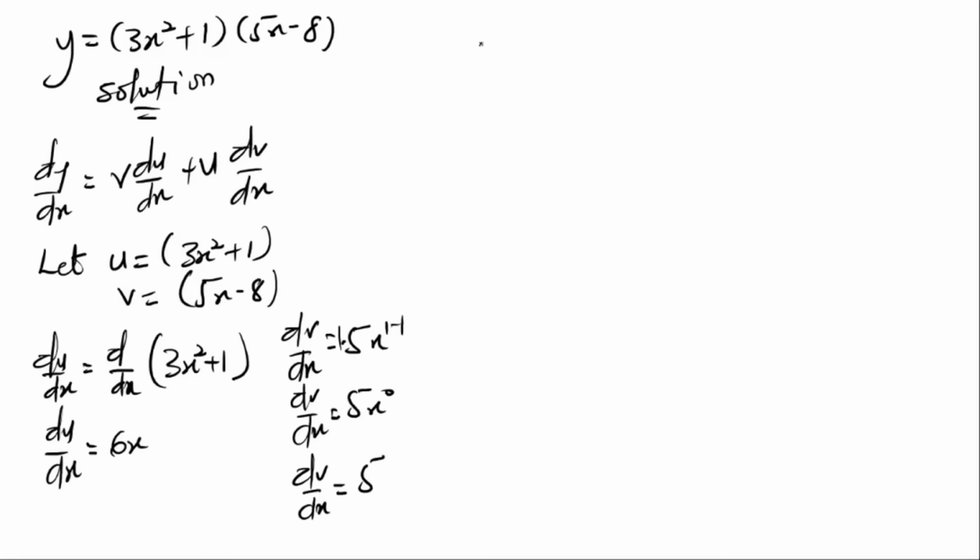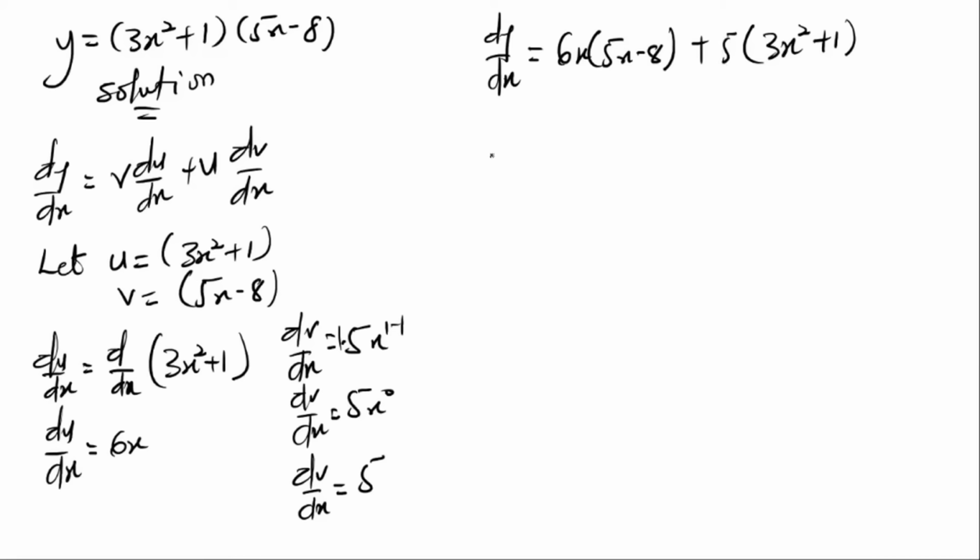And then we get our dy/dx. So it means our dy/dx for this example becomes v. Where is our v? This is our v. So we have 5x minus 8. Then our du/dx is 6x. So we have 6x over here. Then plus u. Where is our u? This is our u. So our u is 3x squared plus 1. Then we have dv/dx. Our dv/dx is 5 over here. Alright, so now we can proceed and then find our dy/dx.